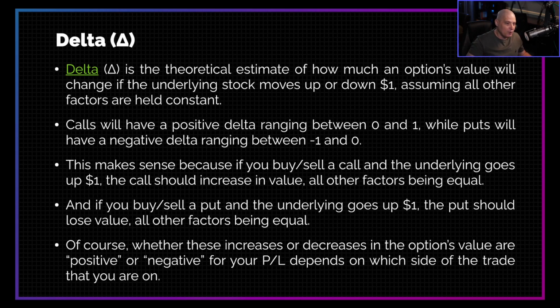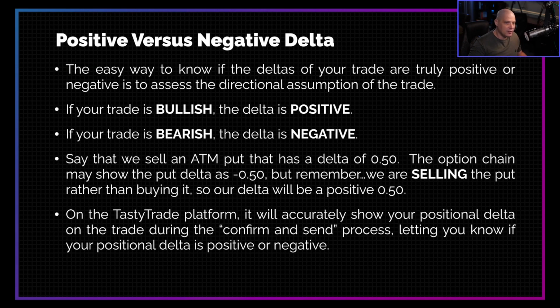Same thing with the calls. If the underlying goes up, whether that increase in value of the call option is a positive or a negative depends on if you bought the call or if you sold the call. So whether the increases or decreases in these option values are positive or negative for your P&L really depends on which side of the trade you are on. So positive versus negative delta, the easy way to know if the deltas of your trade are truly positive or negative is to assess the directional assumption of the trade. If your trade is bullish in directional assumption, your delta on the trade is positive. If your trade is bearish in directional assumption, the delta is negative.